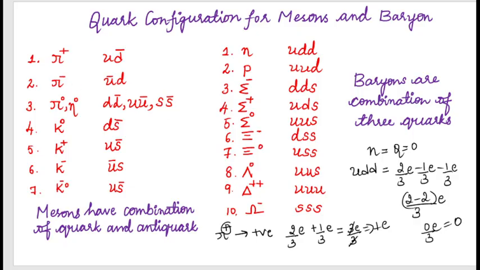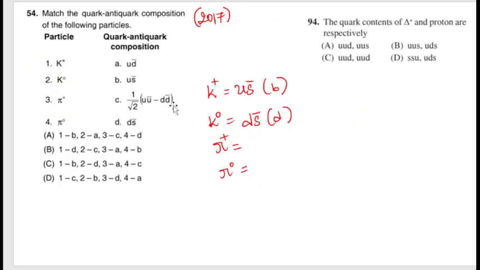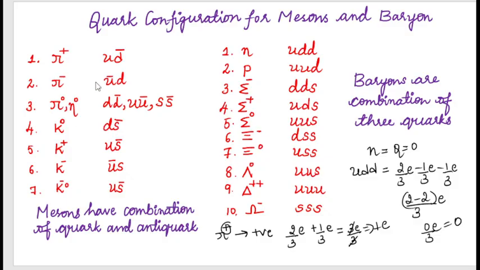Let us see where it is. The option 1 by square root of 2 times U U bar minus D D bar is also the correct option. So for pi 0, it is option C, I can say. Next, pi positive will be the remaining option. What is the remaining option? U D bar. We will go back to the slide and see. Pi positive is U D bar. Yes, our answer is correct.